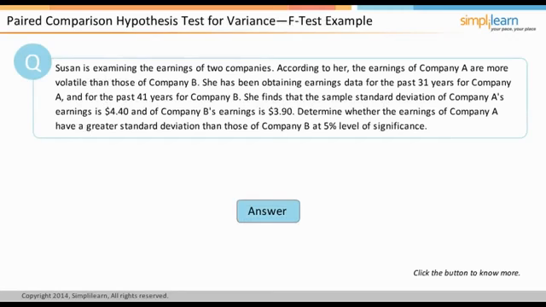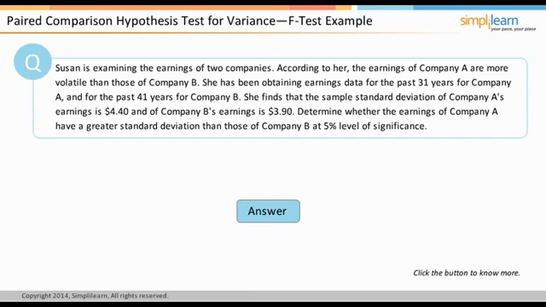It is important to understand the different types of tests through an example. Susan is trying to compare the standard deviation of two companies. According to her, the earnings of Company A are more volatile than those of Company B. She has been obtaining earnings data for the past 31 years for Company A and for the past 41 years for Company B. She finds that the sample standard deviation of Company A's earnings is $4.40, and of Company B's earnings is $3.90.